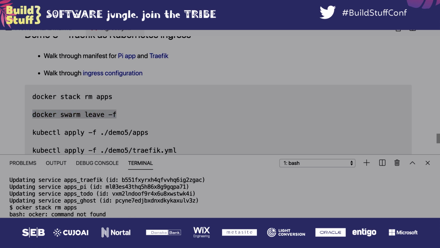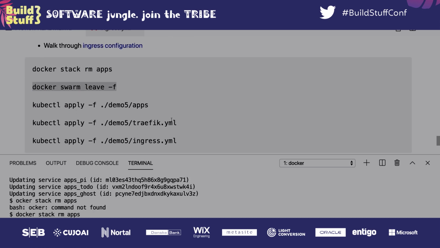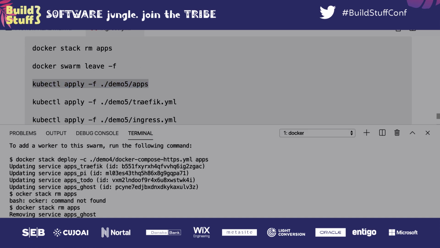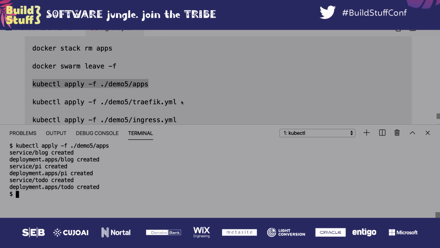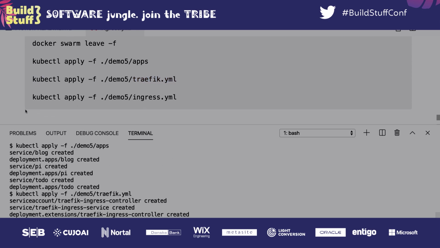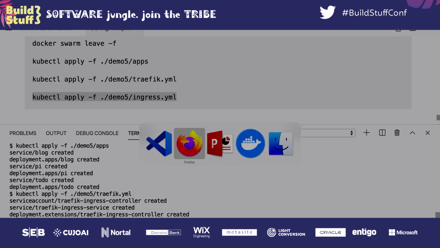So I'm getting rid of all my containers. I'm coming out of swarm mode. And then I'm going to deploy my application with Kubernetes. So kubectl is the Kubernetes command line. Some people pronounce it differently, but they're wrong. That's the apps. This is Traefik itself. And these are the ingress rules.